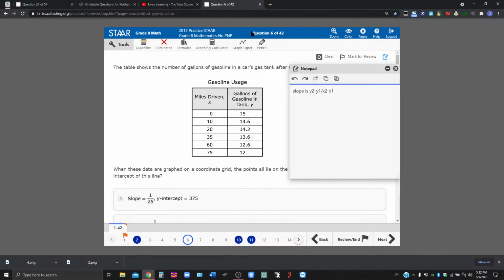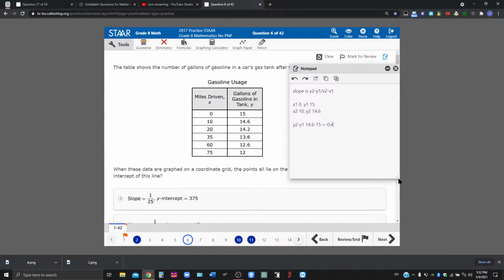Now, we can close the formula and let's look at the table. We can also write down our x1, the first x is 0, and the y1, the first y is 15. And let's write down x2, the second x, which is 10, and the second y, which is 14.6. And look at the formula. Let's do y2 subtract y1, which is 14.6 subtract 15.